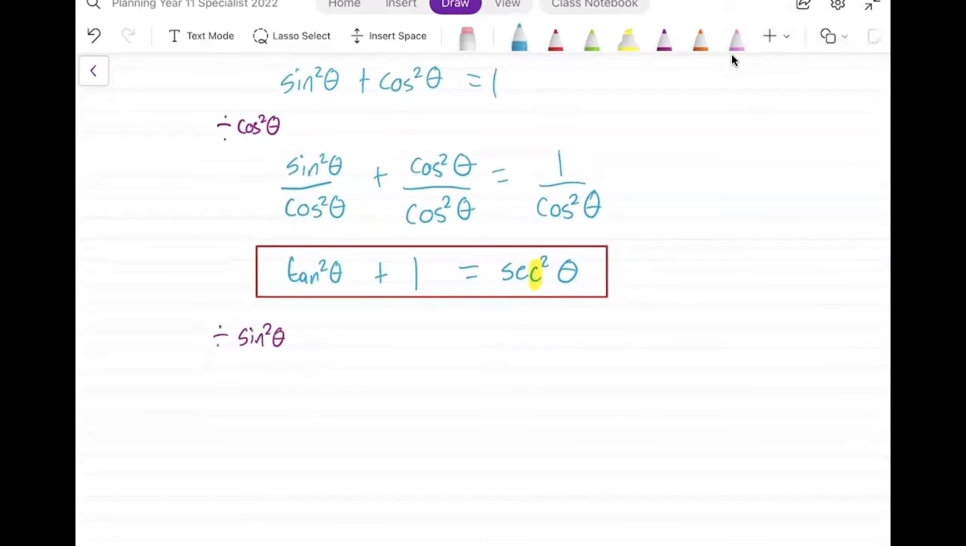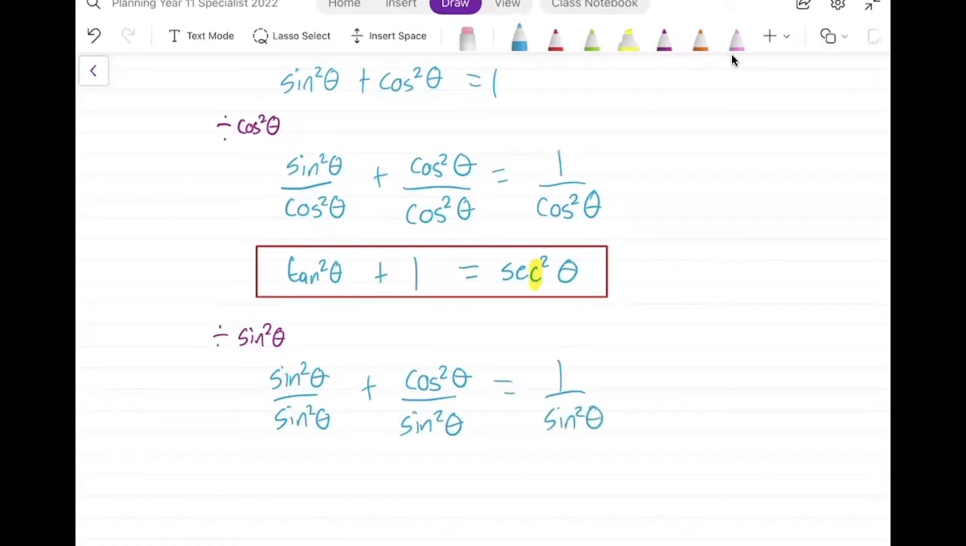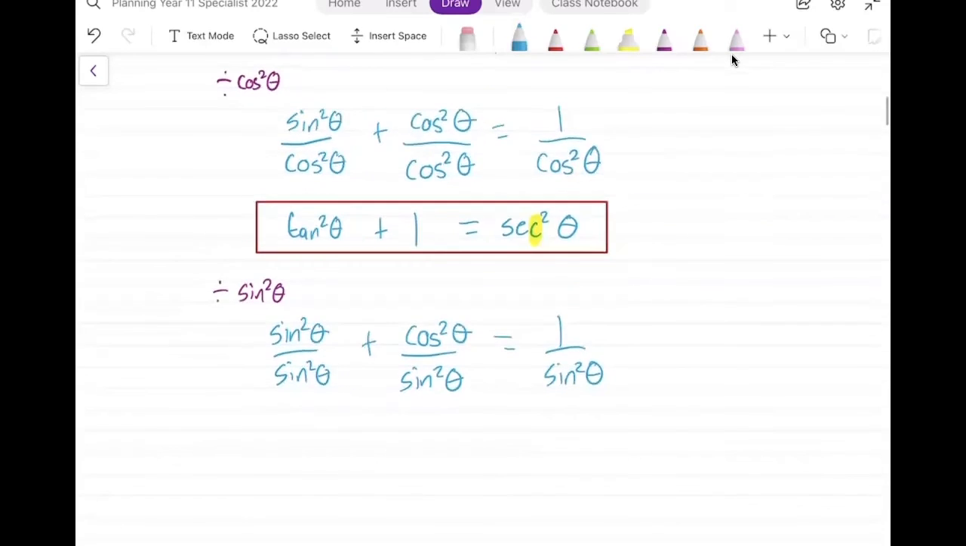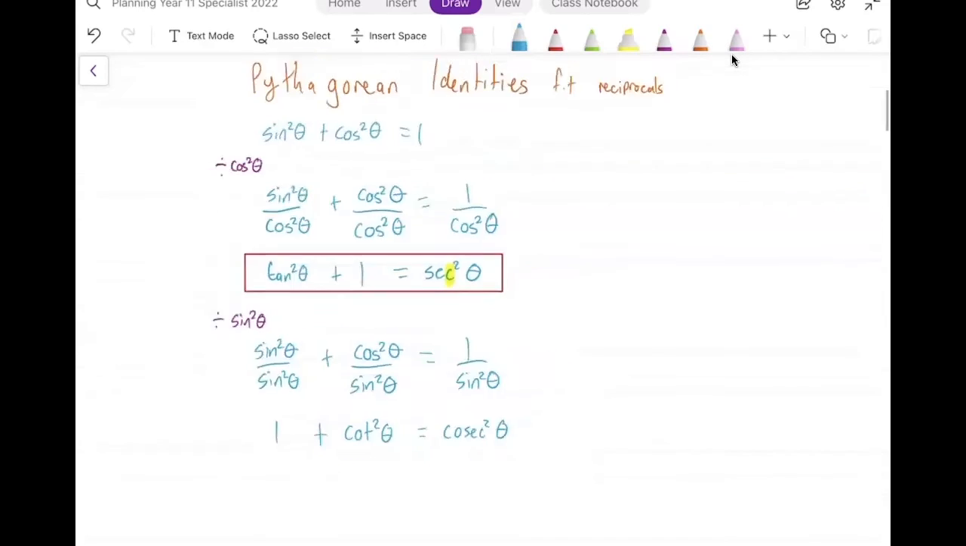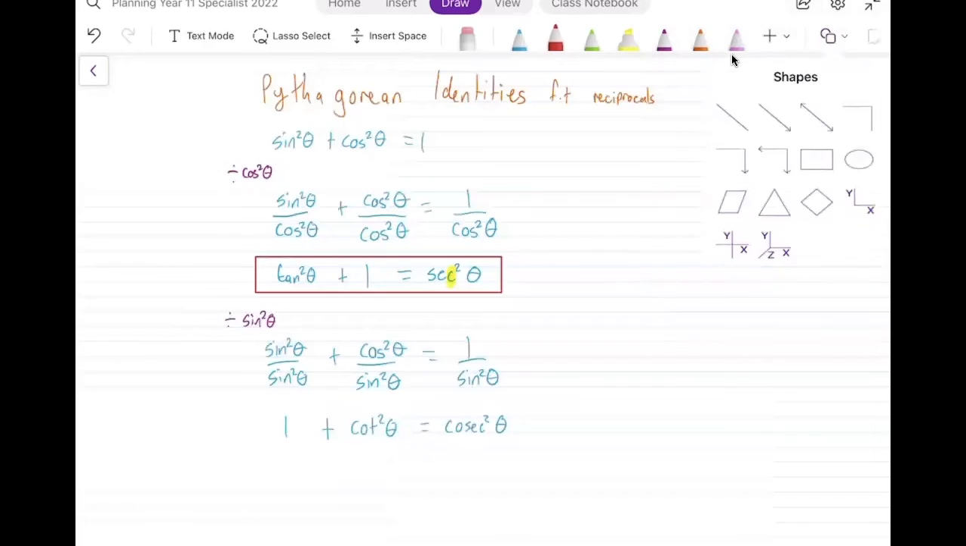So for those that didn't pause, we're going to do, again, sine squared theta over sine squared theta plus cos squared theta over sine squared theta is equal to 1 over sine squared theta. So that's my new line. Now, if I simplify this, that's going to give 1 plus, well, sine over cos is tan, so cos over sine must be the reciprocal of tan, which is going to be cot squared theta, and 1 over sine squared theta is going to be cosec squared theta. So if I put this in a box as well, let's put all of our identities in a box.